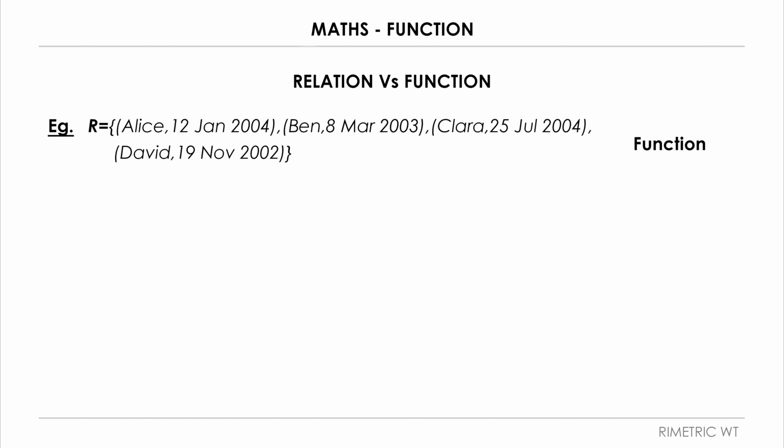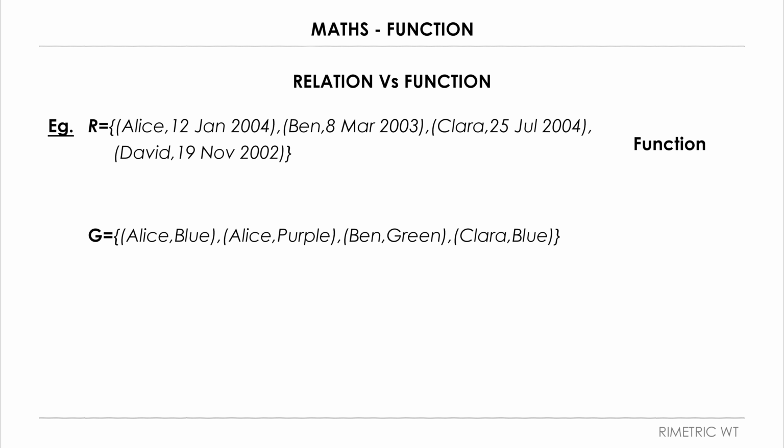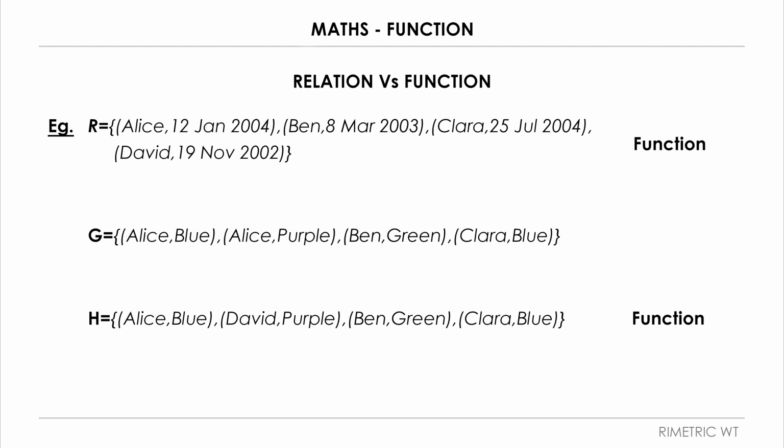The second relation is the set of students paired with their favorite colors. Here, Alice happens to have two favorite colors, blue and purple, and the color blue happens to be the favorite color of both Alice and Clara. The fact that blue is the output for more than one input does not prevent the relation from being a function. As an example, the third relation here is in fact a function even though blue is repeated as an output. A function allows multiple inputs to share the same output, but the problem for the second relation is that Alice, a single input, is paired with two different outputs. Since one input has more than one output, this relation is not a function.